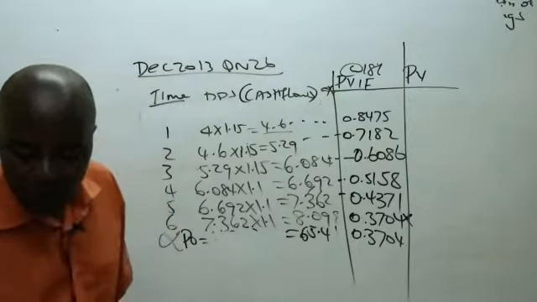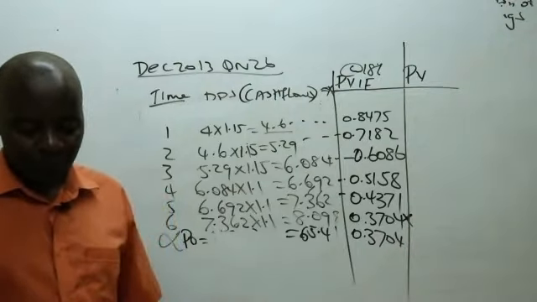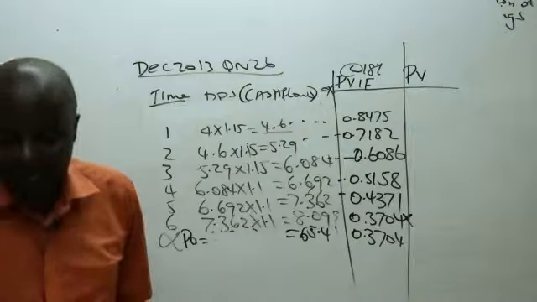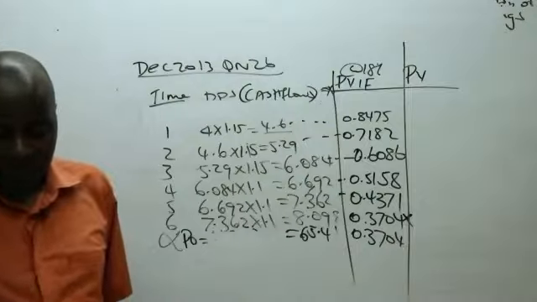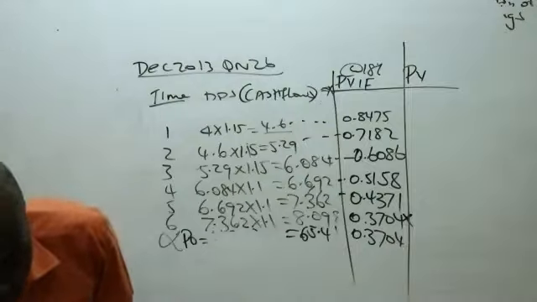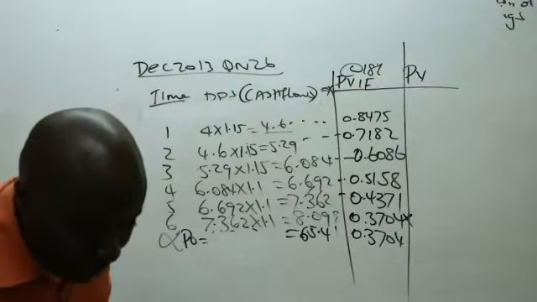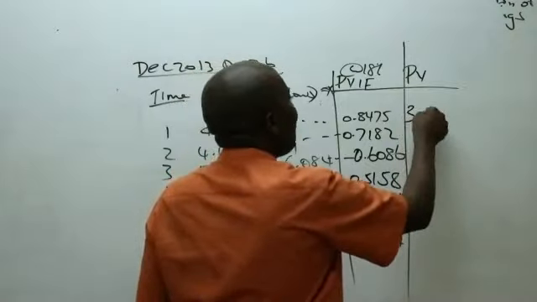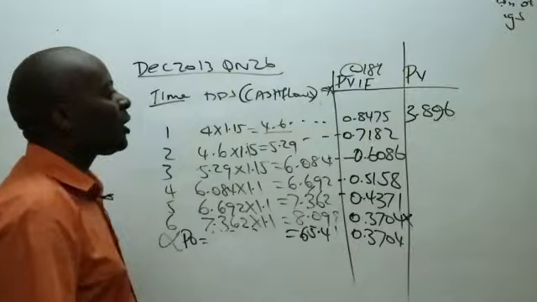Preferably to decimal places. What do we have there? Somebody, 2 decimal places, or 3 decimal places is fine. So the first one will be 3.896. I'm being given 3.896, 3 decimal places, as the first present value.